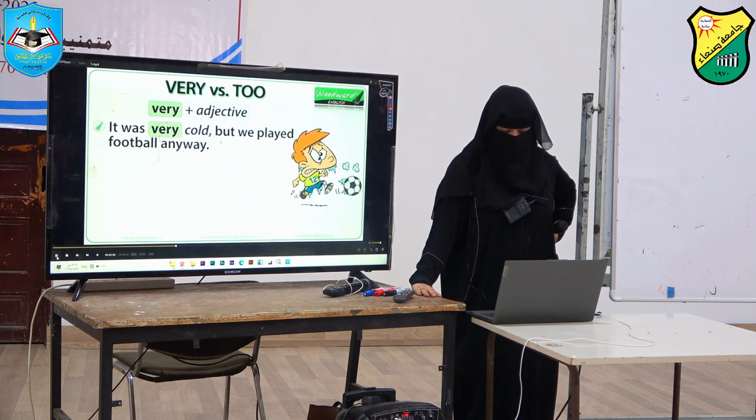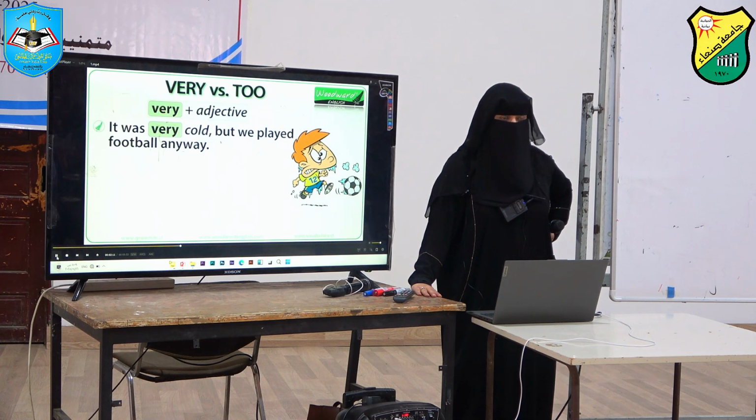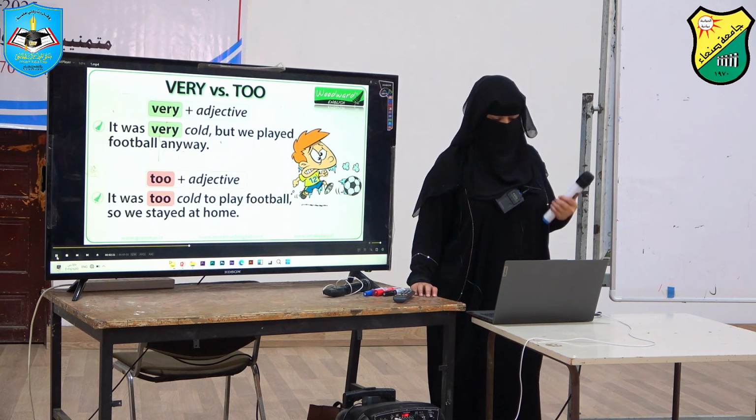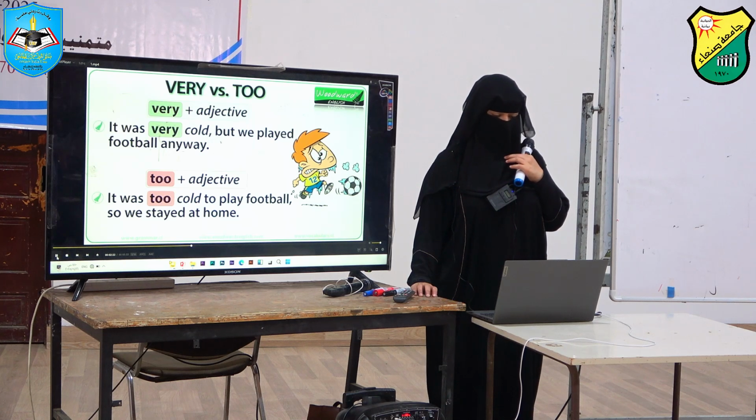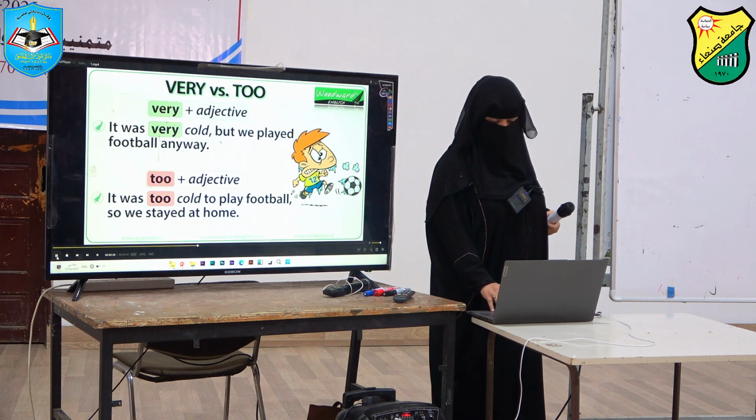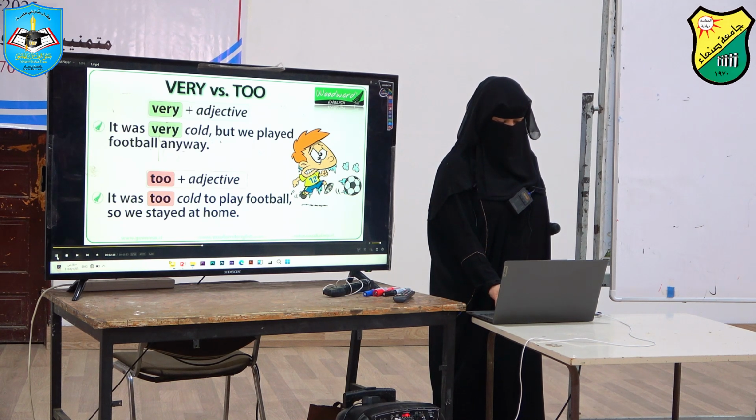For example, it was very cold, but we played football anyway. Yes, it was difficult, but still possible. My legs were frozen, but we still had a good time. It's too cold to play football, so we stayed at home. Again, too has a negative meaning. Too cold means it was excessively cold, so it was not possible to play football.